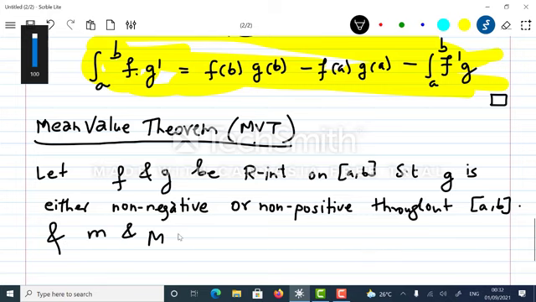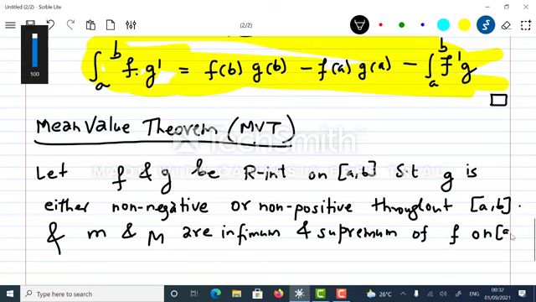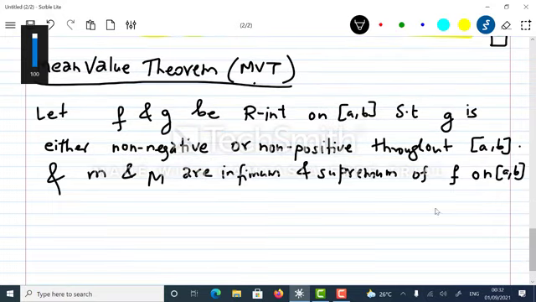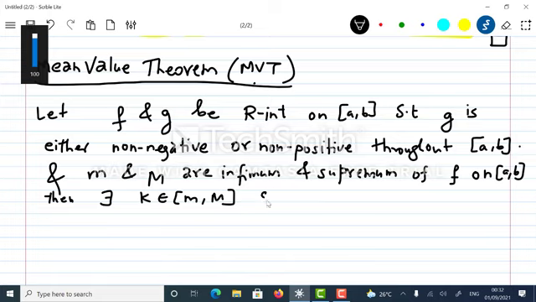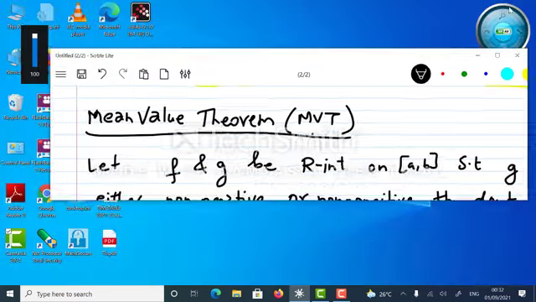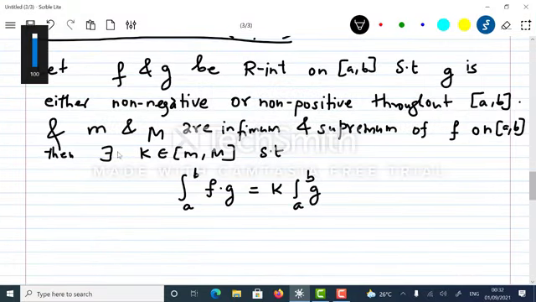and small m and capital M are infimum and supremum of f on closed interval a comma b, then there exists k belonging to small m to capital M such that integration a to b f into g is equal to k times integration a to b g. Okay, so let me prove this.